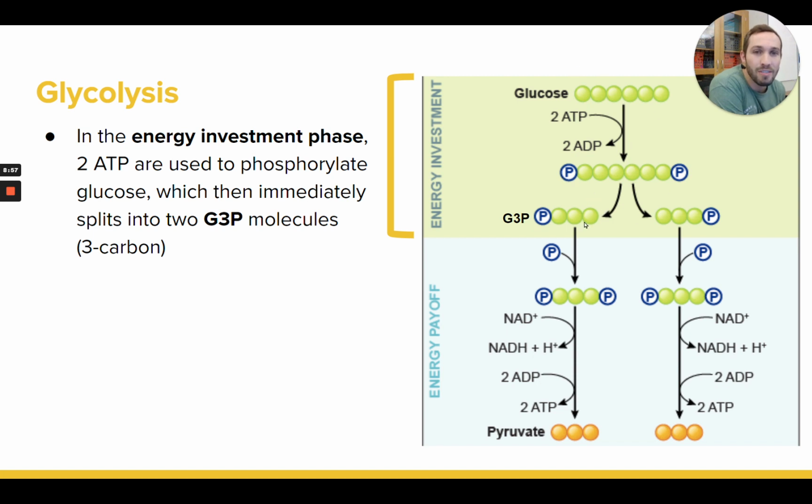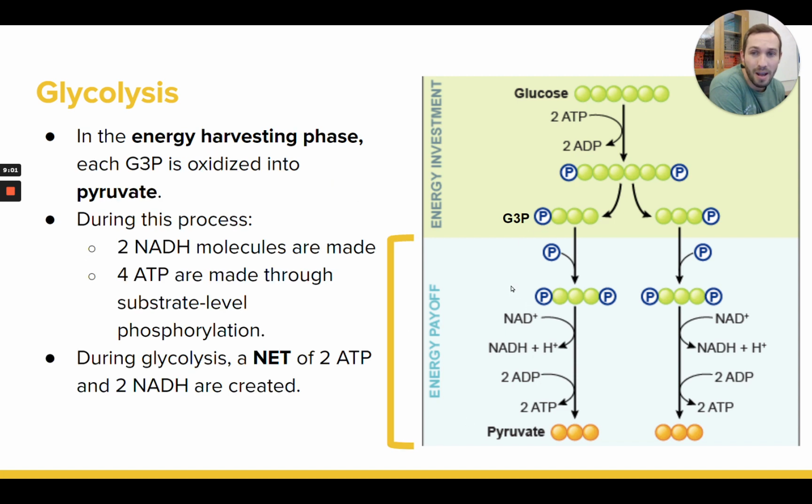And then once we have G3P, we can now start the energy harvest phase, or the energy payoff phase. In the energy harvesting phase, we're going to take those 2 molecules of G3P and turn them into 2 molecules of pyruvate. That's ultimately what's going to happen.